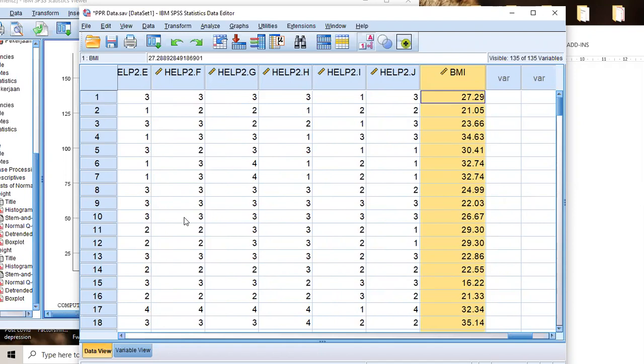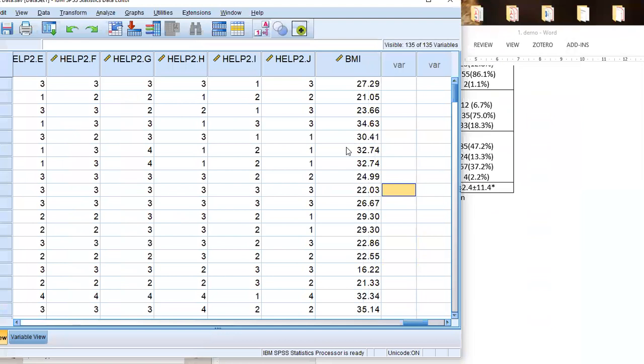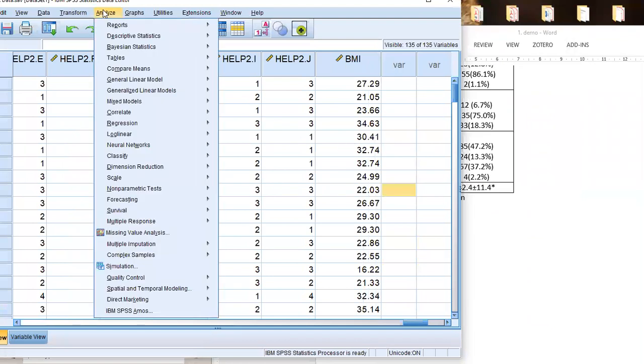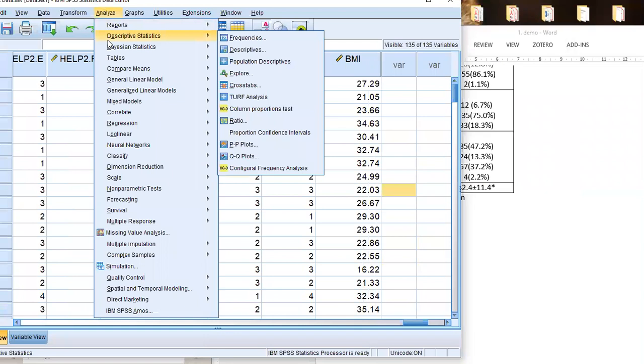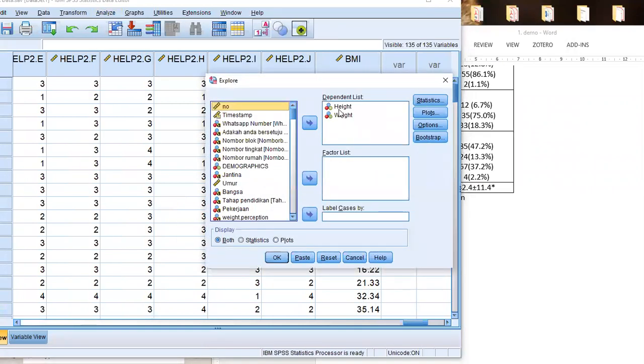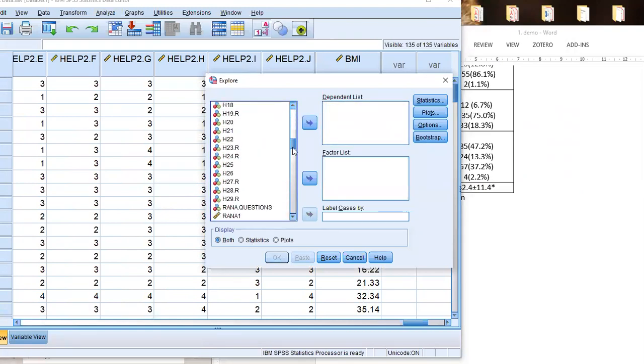Right, so those doing the research on BMI, that's your BMI values. You can describe this if you want to. Go back to analysis again: analyze, descriptive, explore. Just now we explored height and weight. Let's remove these two and bring the last one, that's BMI. Let's see how the BMI variable looks. Click OK.